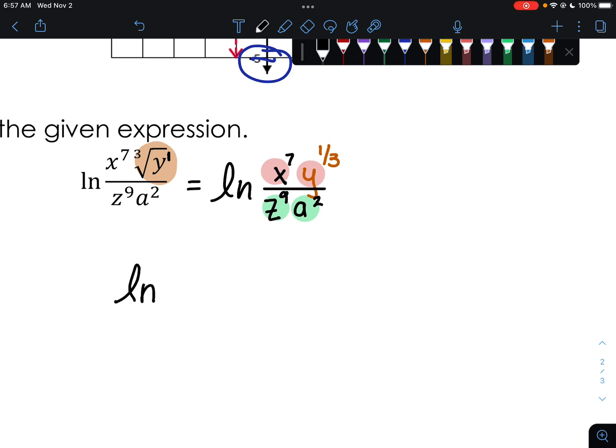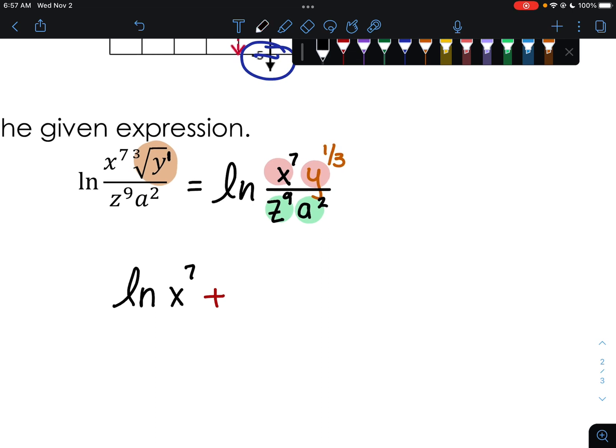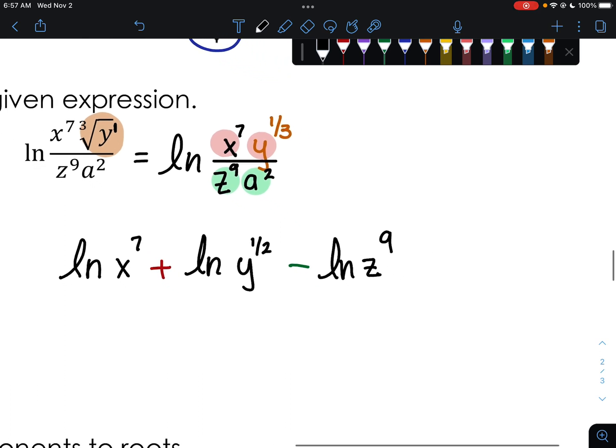So the first one's going to go with x to the 7th. Because y is on top, it gets a plus sign in front of it. Then I have the natural log of y to the 1/3. Since the z is on bottom, and that's the next one, it's going to get a minus sign in front of it. The natural log of z to the 9th. A is on bottom as well, so it gets a minus sign in front of it.